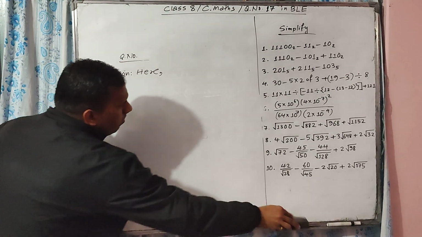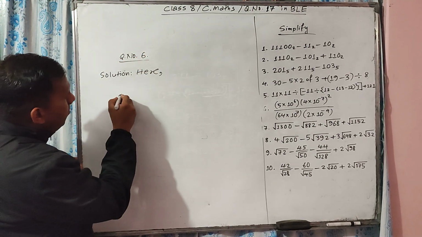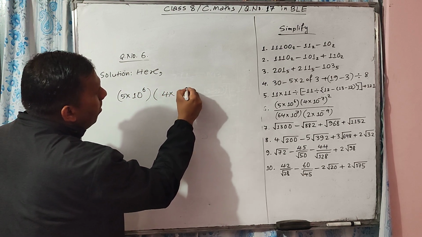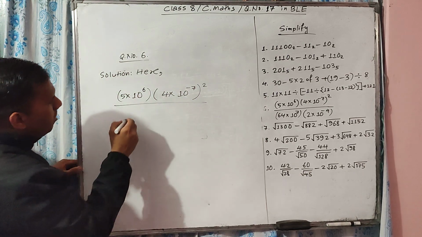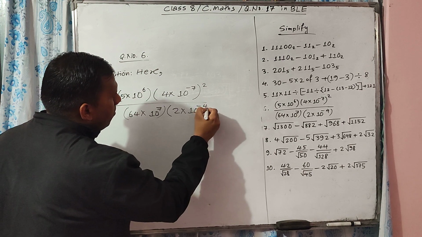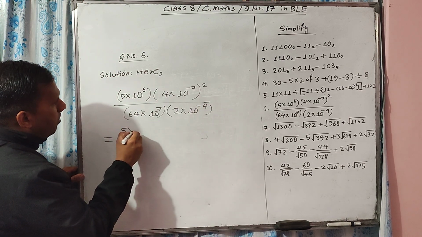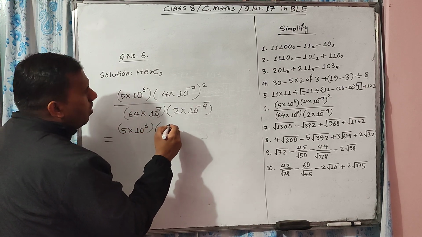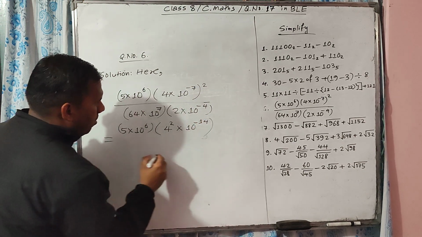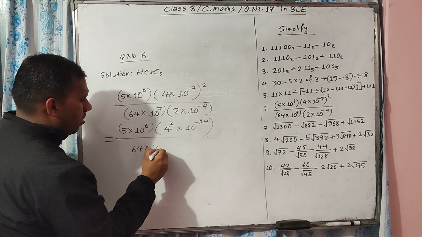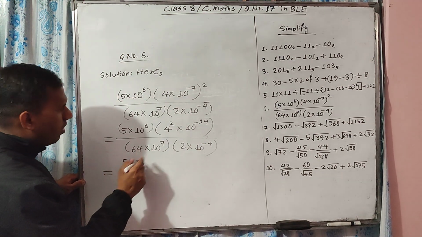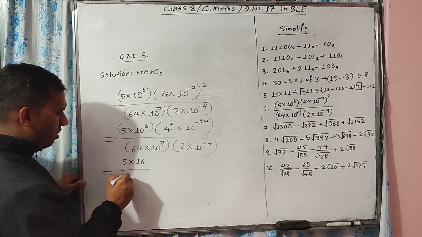In question 6 we have 5 times 10 to the power 6 multiplied with 4 times 10 to the power minus 7, whole square, upon 64 times 10 to the power 7 multiplied with 2 times 10 to the power minus 4. This equals 5 times 10 to the power 6 times 4 square, so 4 square times 10 to the power minus 14, whole upon 64 times 10 to the power 7 multiplied with 2 times 10 to the power minus 4. Now 5 times 4 square, that is 16, upon 64 times 2.